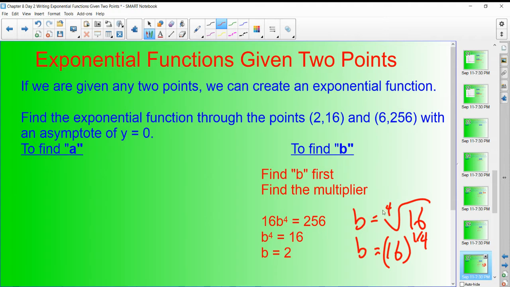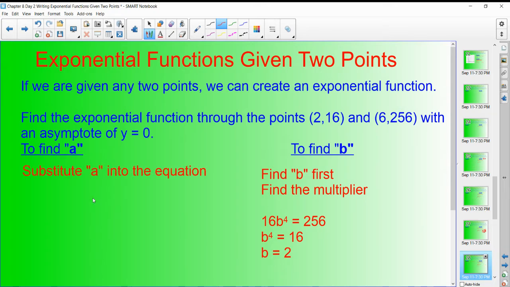I'm more than happy to show you, but depending on your calculator, you might have a slightly different button. Either way, we can do the fourth root or the fractional exponent. So we found the b value. Yay, halfway there. Actually, more than halfway there. So now we're going to substitute b into the equation.